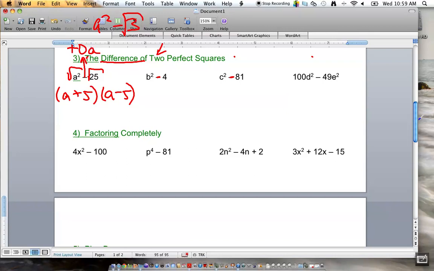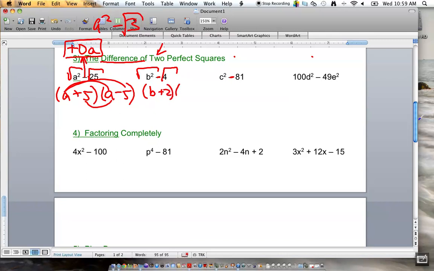And when I multiply back, a times a is a squared. A times negative 5 is negative 5a's. 5 times a is 5a's. Negative 5a's and 5a's add up to nothing, 0 a's. And that is technically what we have in the middle. We just don't bother writing it. And positive 5 times negative 5 is negative 25. So I recognize the square root situation, the difference of two perfect squares.